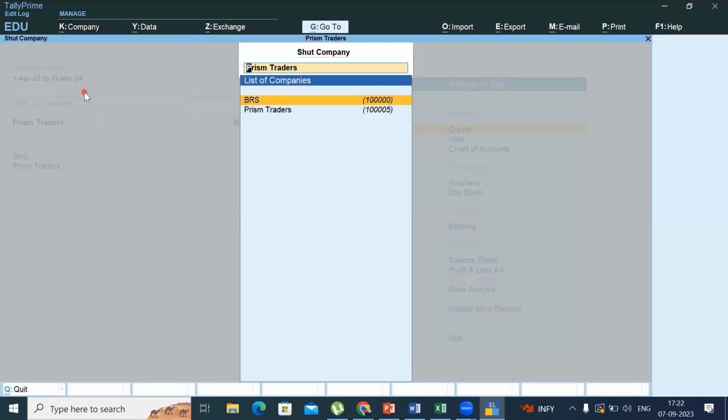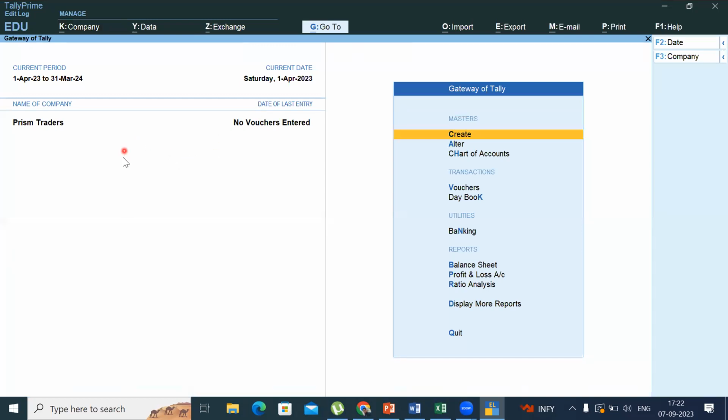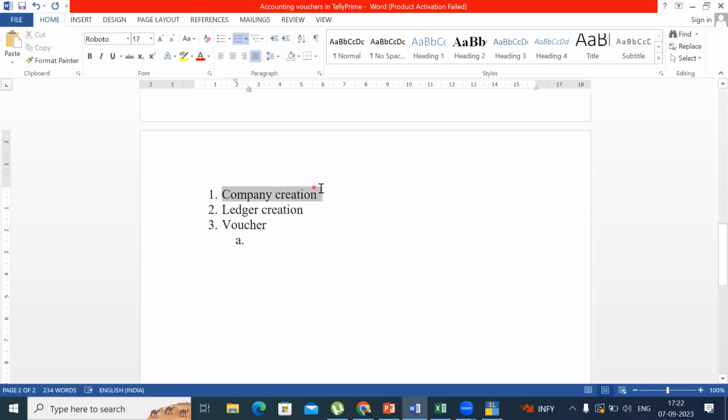Which one do we want to erase? That means shut company BRS. So on the screen, only the exclusive company belonging to our Prism Traders remains. So step one is done very clearly. See here, step one is clear. We have finished step one.